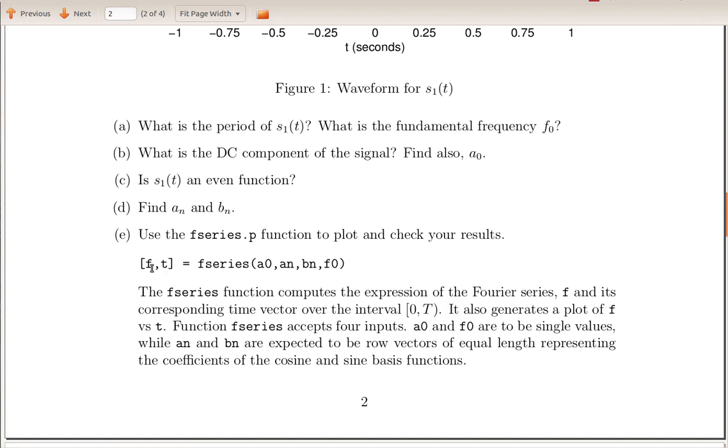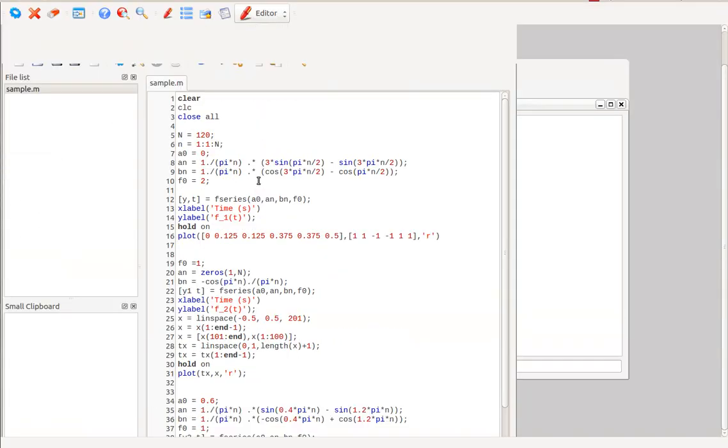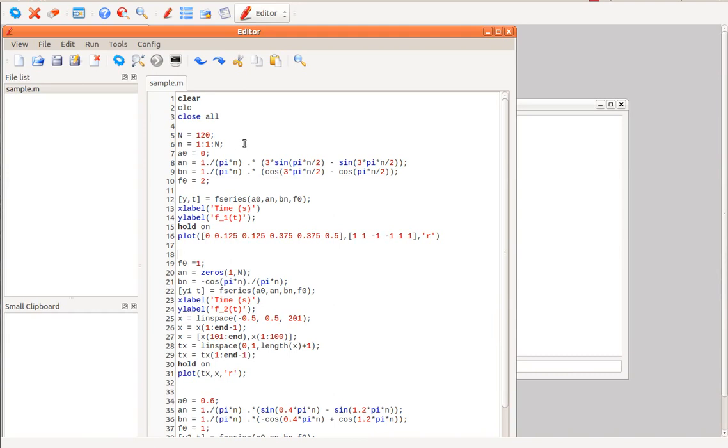This function will output 2 parameters, f and t. f is basically your Fourier series plot. We'll see that in a moment. And t is the time vector, the time base. Okay, so let me boot up my program. I've coded this in advance, so let's just have a look.